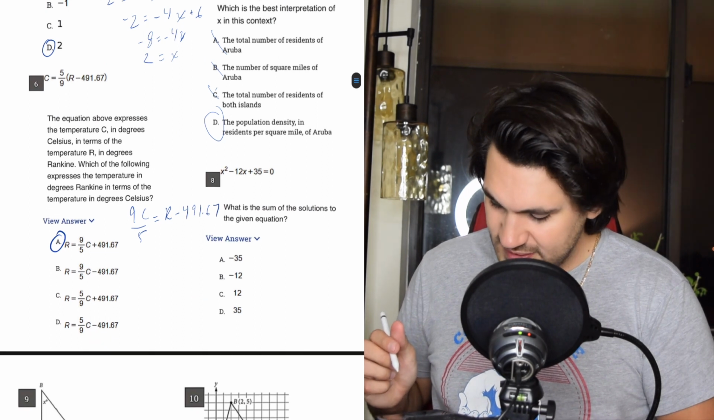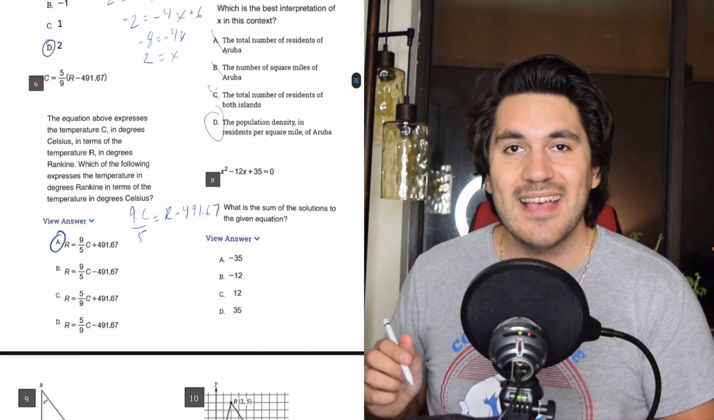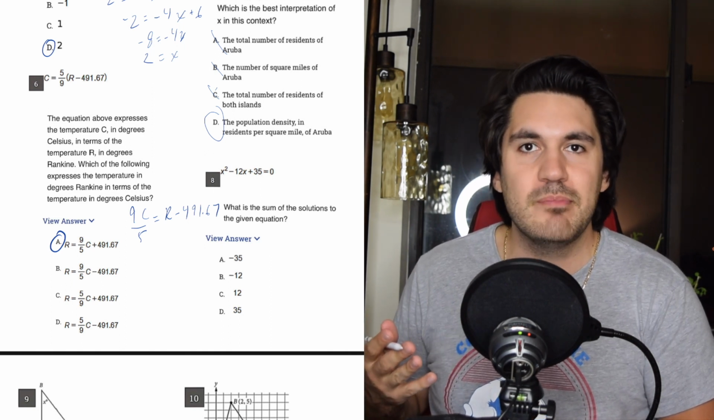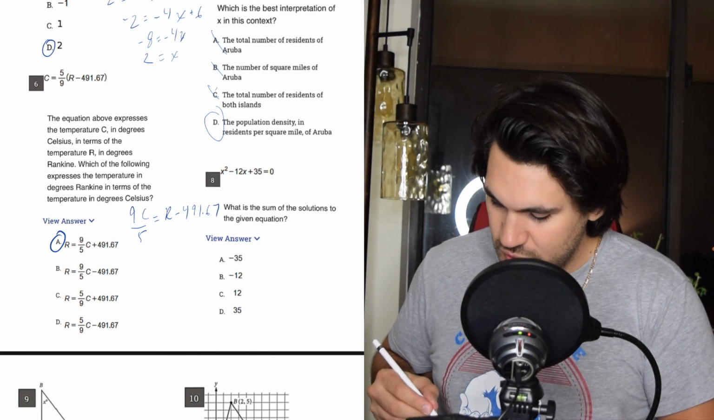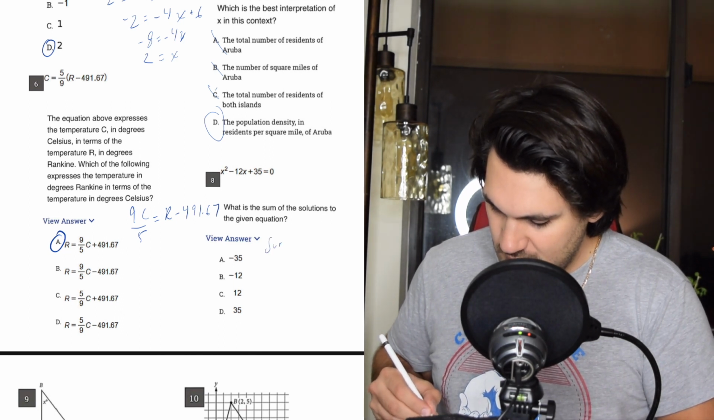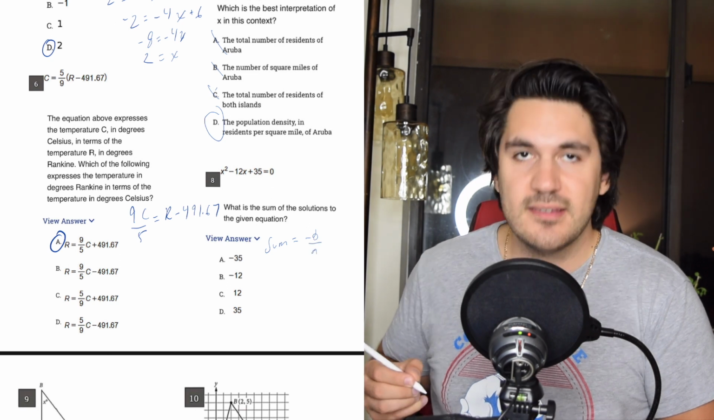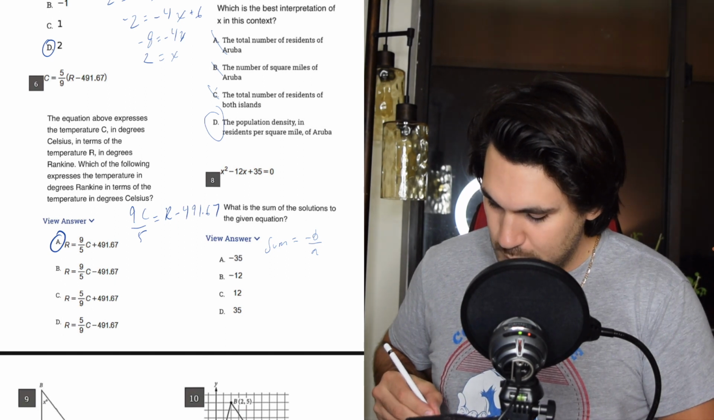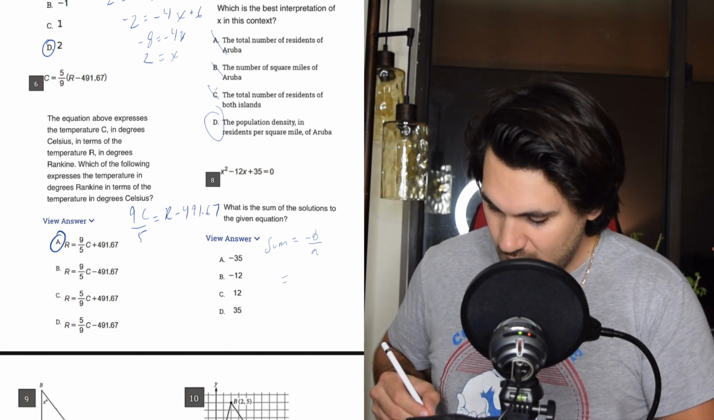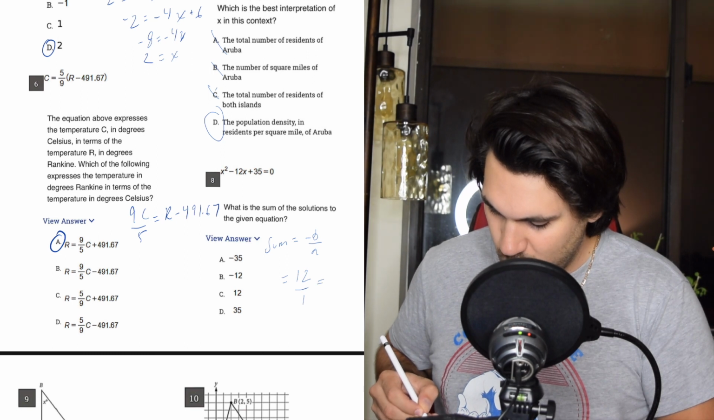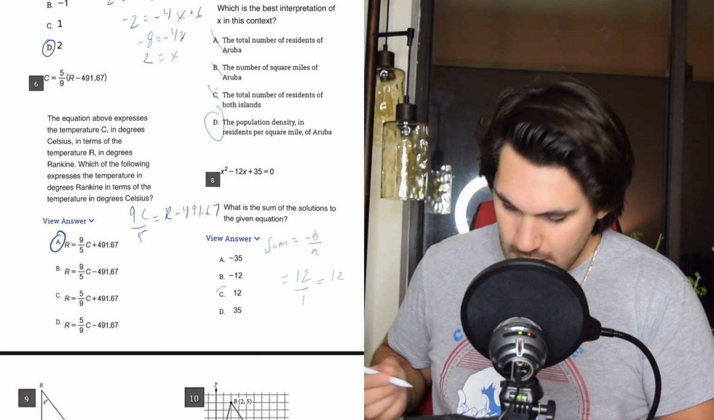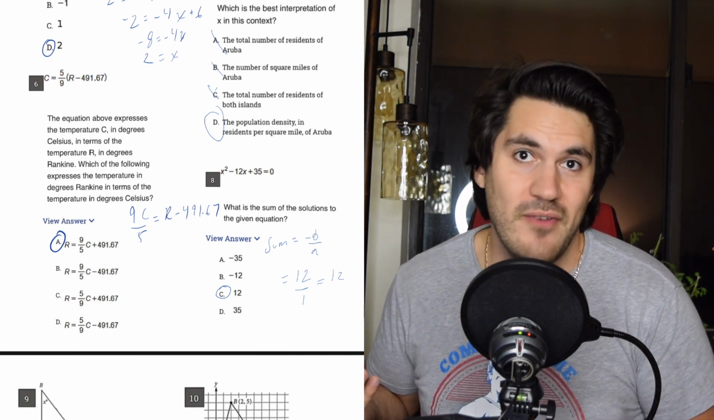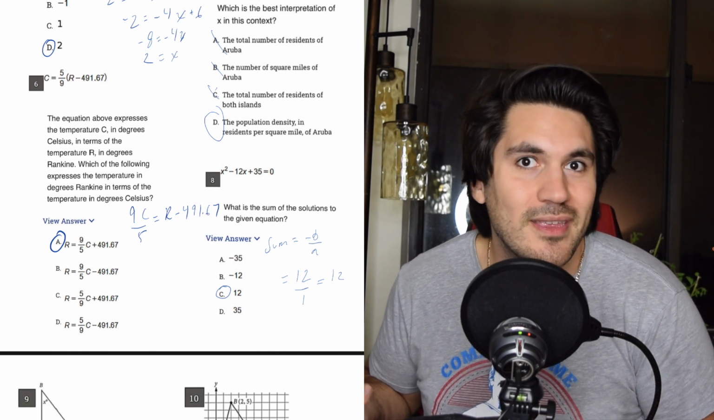Number 8, what is the sum of the solutions to the given equation? The fastest way to get the sum of the solutions is sum equals negative b over a. And this is only for quadratics, so you can't use this for linear functions or anything. So this is going to be negative negative 12 over 1, which equals 12, which is going to be c. Now, of course, you could factor this and then add the solutions, but this shortcut is way, way faster, right? So why would we do the other one?